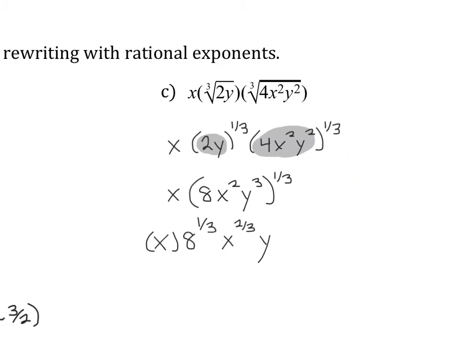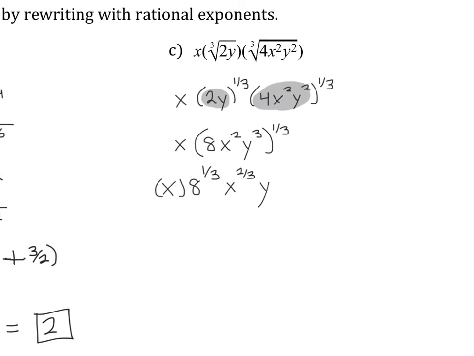And then you'll see here, now I can multiply these two terms. I'm going to add up the exponents. So I'll rewrite this as x to the power of 1. So we're going to add up the exponents. So we have 8 to the power of 1/3, and then we have x to the power of, this is 3/3 plus 2/3 is 5/3, and then we just have y.